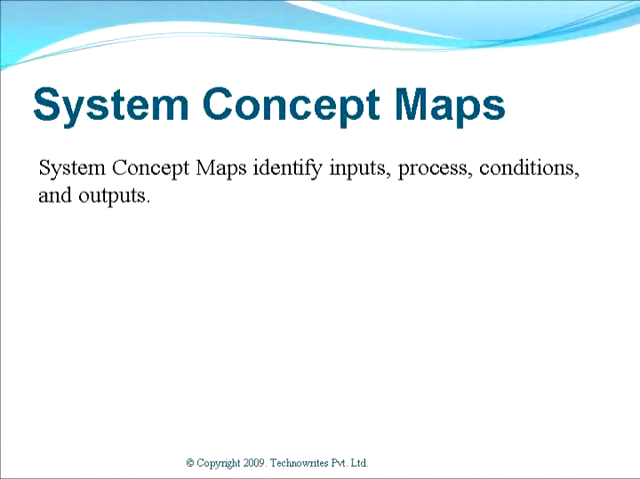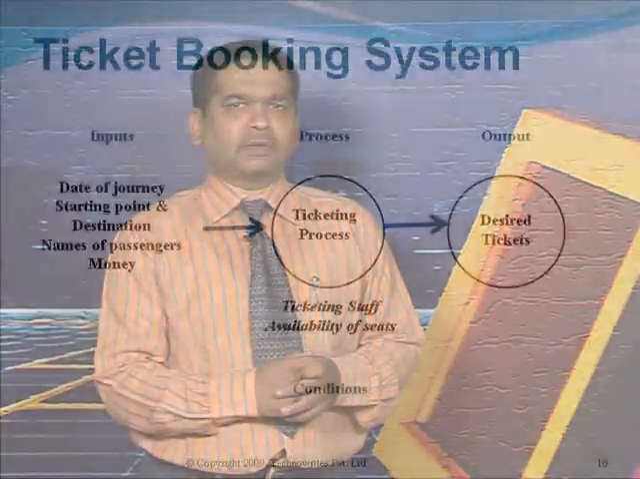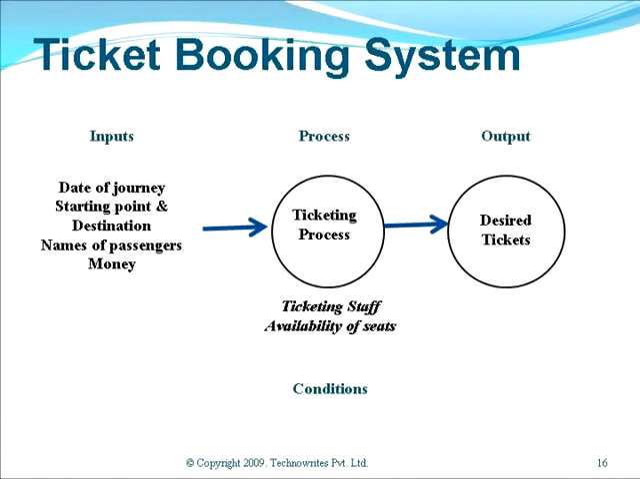Let's talk about the system concept maps. System concept maps also try to identify the inputs to the system, the outputs of the system, the process and the conditions of the system. Let's look at the example that I have drawn for you. As you can see on the slide, I have drawn the diagram of a ticket booking system for you. So let's focus our attention on the slide.